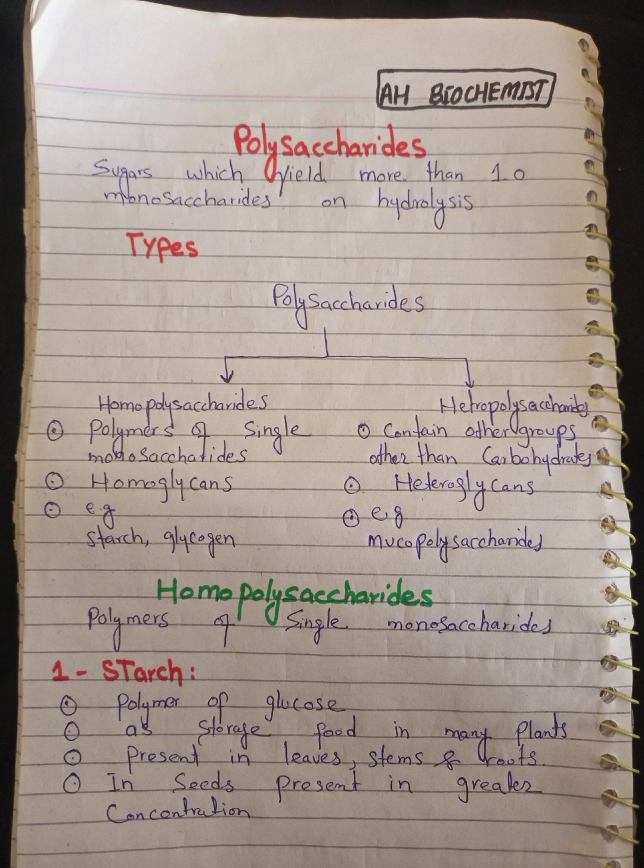Now I will discuss homopolysaccharides. It is a polymer of single monosaccharide units. First of all, starch. Starch is a polymer of glucose. It is used as storage food in many plants. It is present in leaves, stems, and roots. In seeds, it is present in greater concentration.